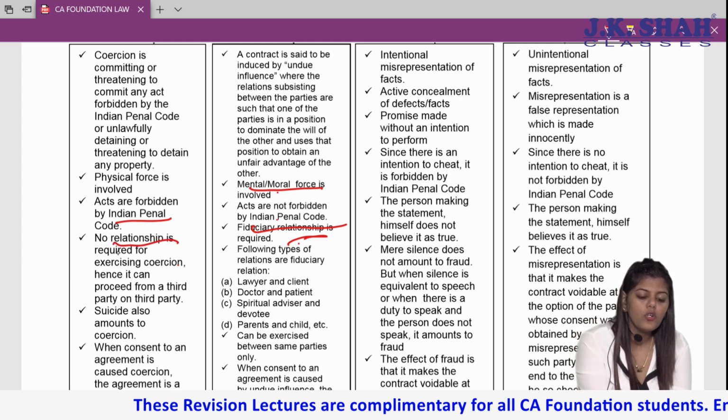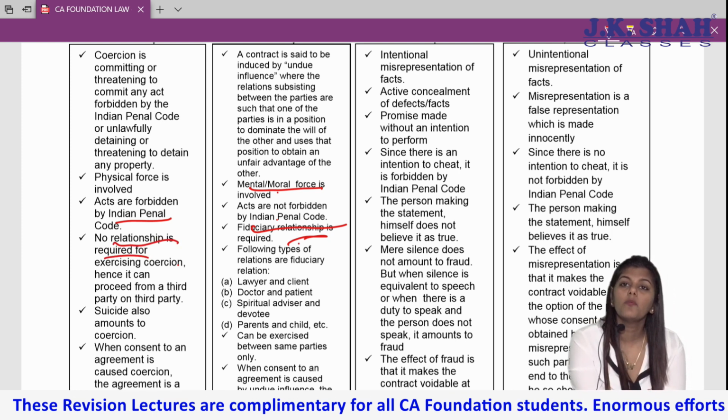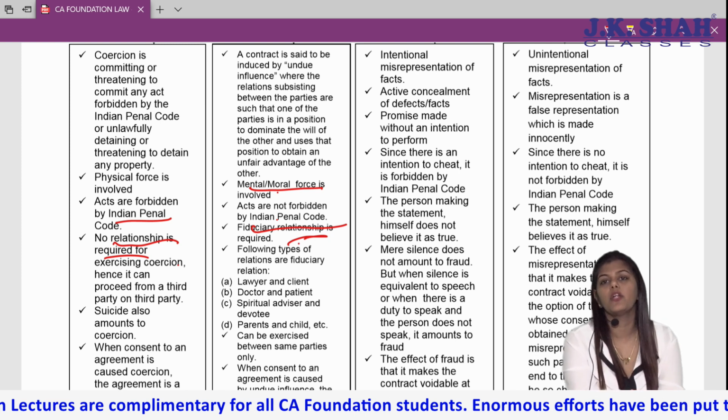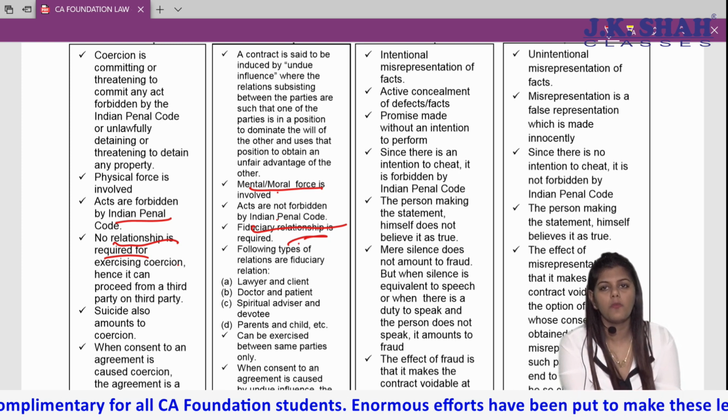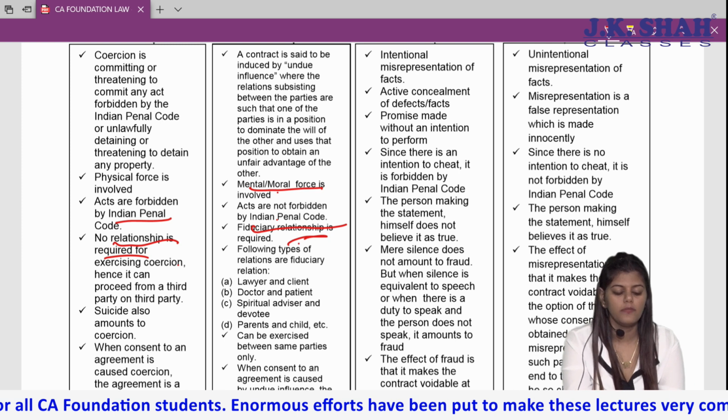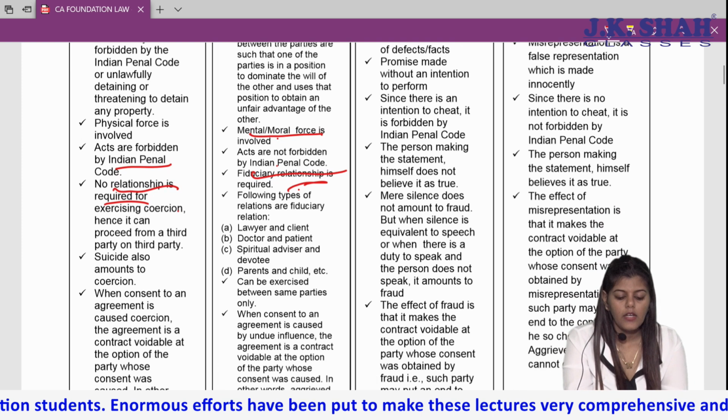But coercion, no relationship is required. Dhamki dene ke liye, threatening someone, why do you need a relationship? Just go and threaten that person. I mean, that's what is written.